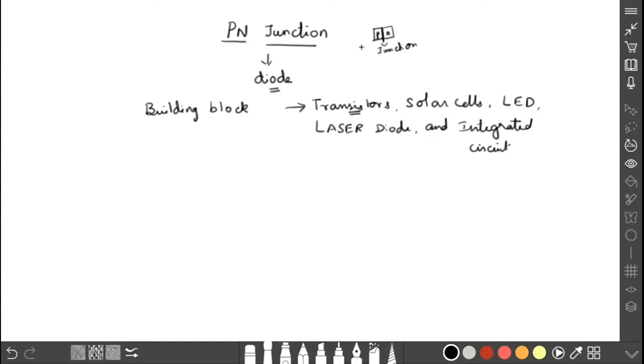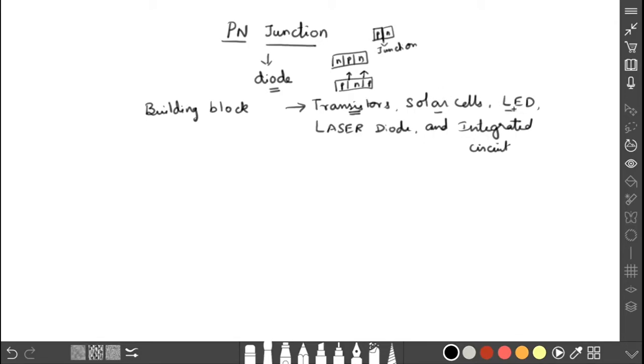Now you see the diode. Diode means one junction is there. A transistor means two junctions will be there. That is P, N, P: here one junction is there and here another junction. Or NPN. If two junctions are there, then that device is called a transistor. And then solar cell: solar cell means sunlight will be converted into electrical energy.